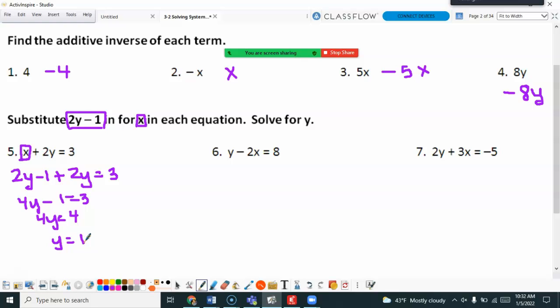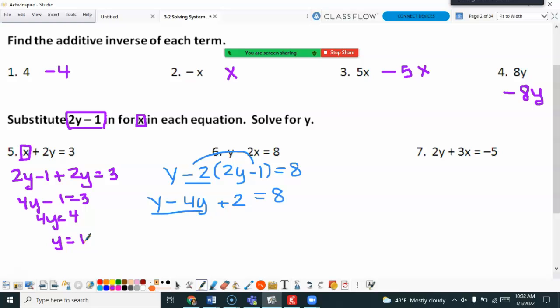In number 6, we're going to replace the x with 2y minus 1. This time you have to be a little bit more cautious because we have to make sure we distribute the negative into the problem. So I have y minus 4y plus 2, because a negative times a negative is a positive, equals 8. Combine like terms on the left, so y minus 4y is negative 3y. We're going to subtract 2 from the right, and we get negative 3y equals 6. Dividing both sides by negative 3, I get y equals negative 2.